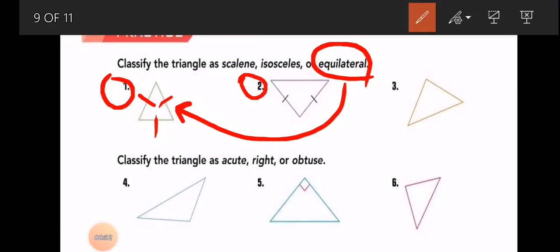Number 2, here I find the mark on 2 sides, which means these 2 sides are the same. The third is different, so we call it, yes, isosceles. What about the third one? The third one, the 3 are different, so we will call it scalene.